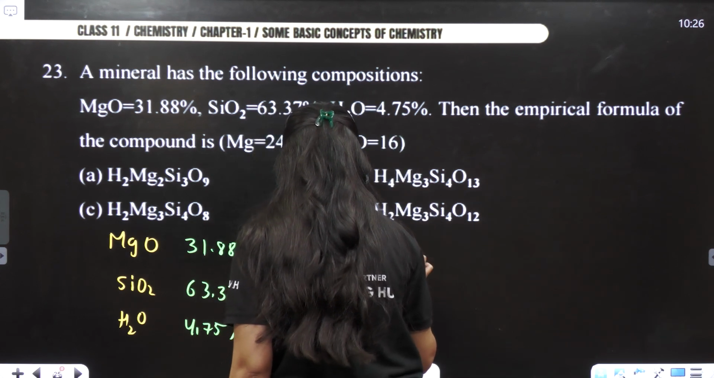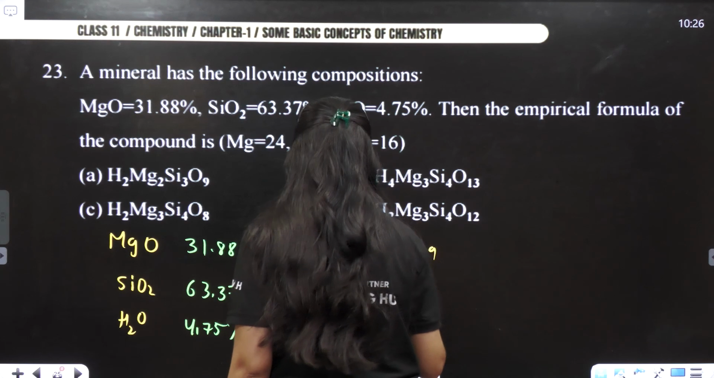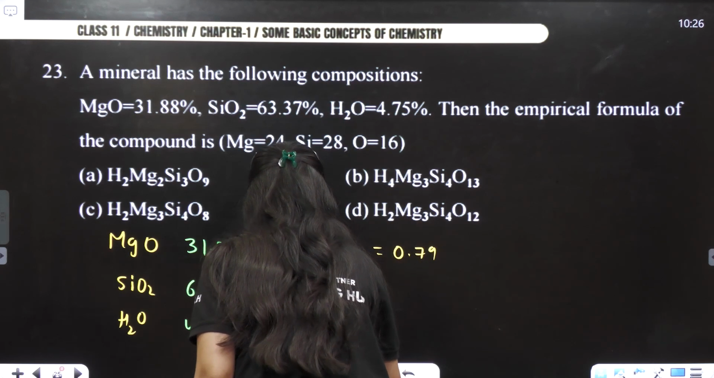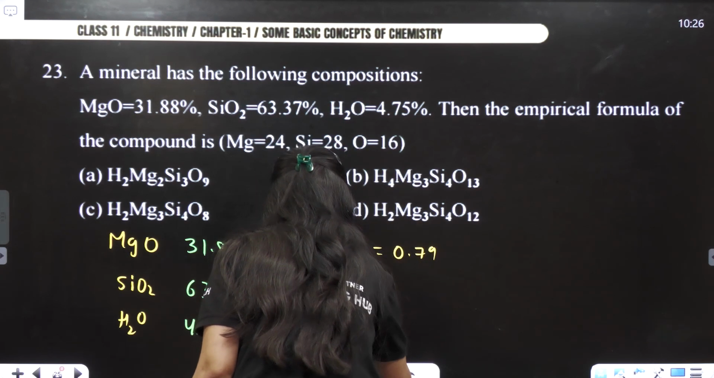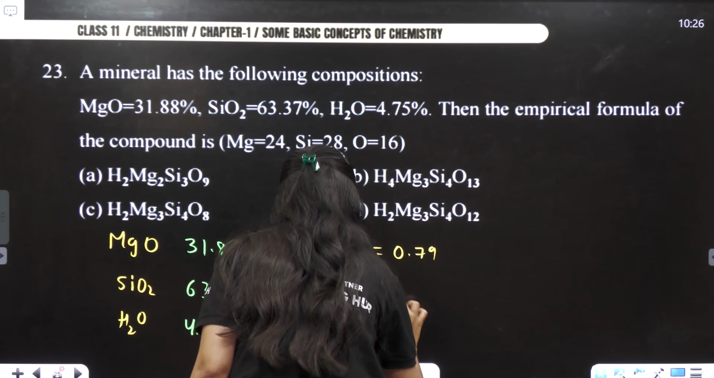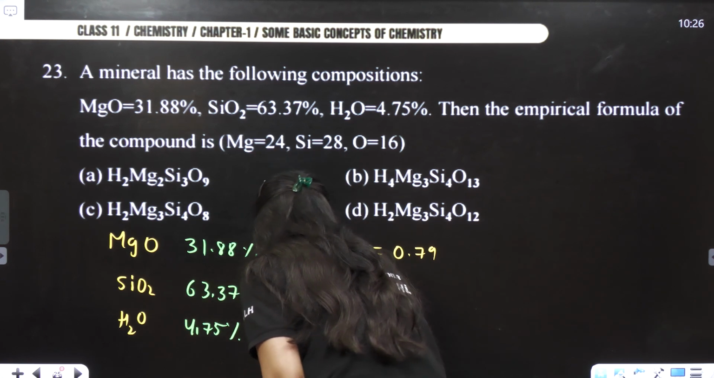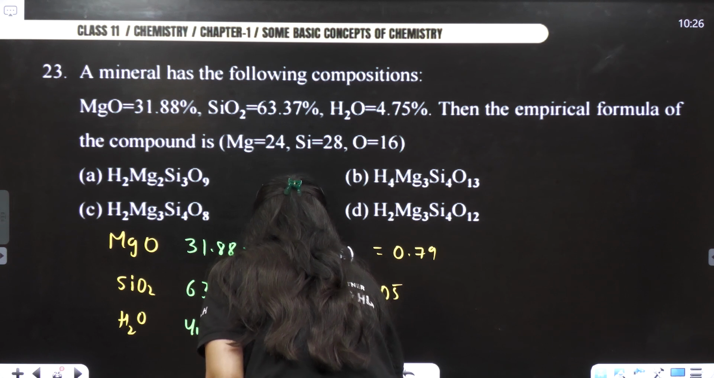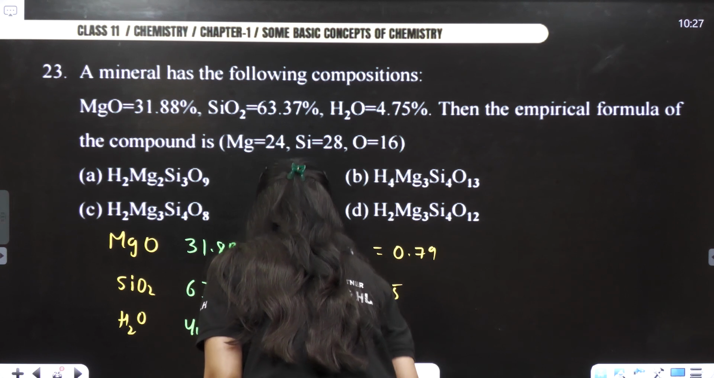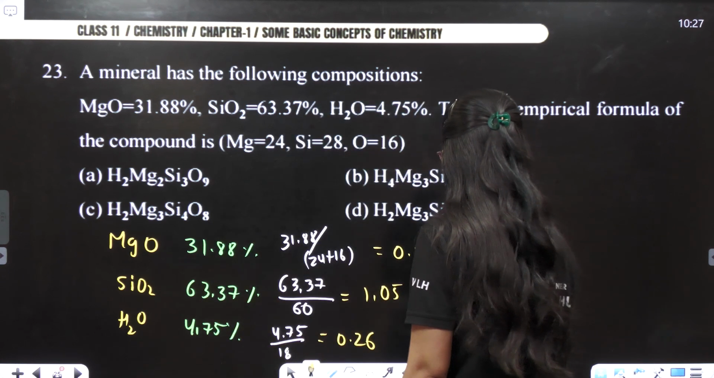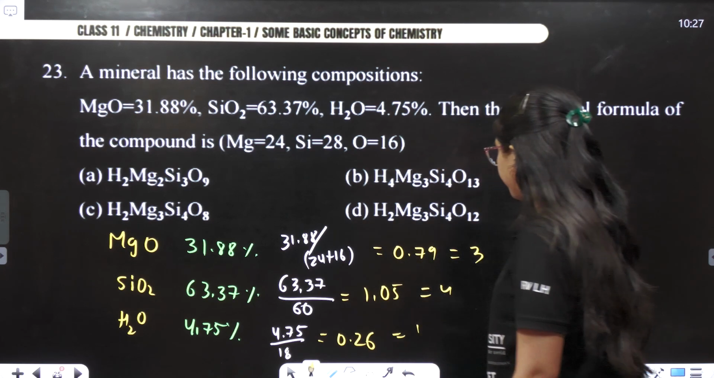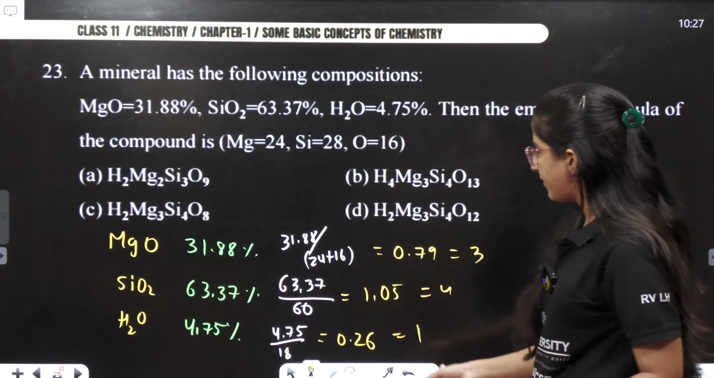So for the first case you will be getting around 0.79, and for the second case 63 divided by 37, you can clearly say it will be giving you 1 point something 05, and for 4.75 divided by 18 it will be giving you around 0.26 something. So the least ratio will be 3, 4 and 1. Correct? So 0.26 I will divide by each case.